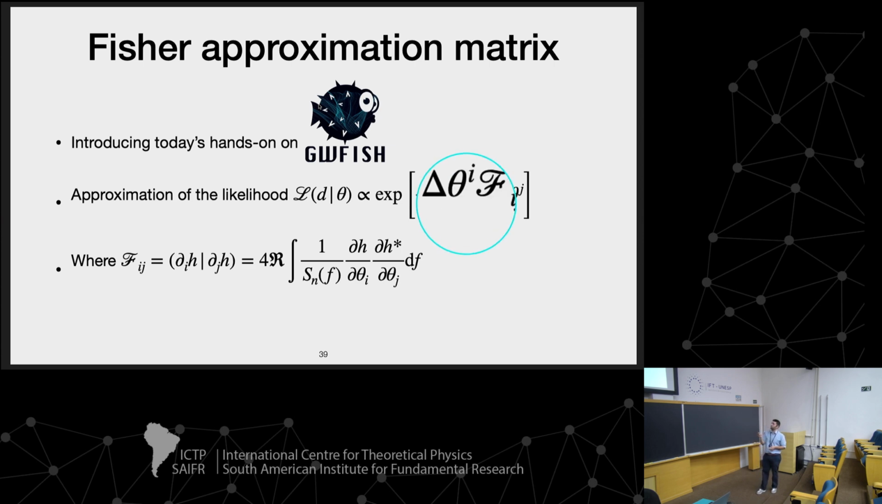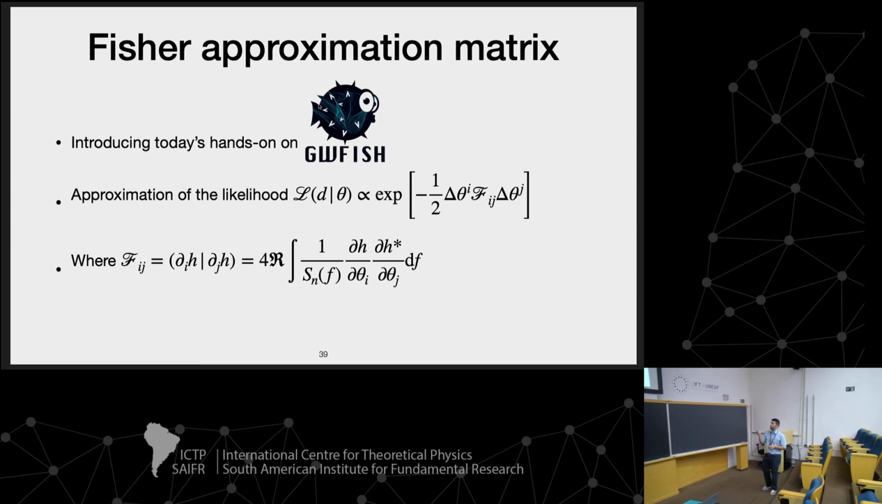If you compare this likelihood to the one that I showed you before, we are approximating the likelihood as a multivariate Gaussian distribution, where the covariance matrix of the multivariate Gaussian distribution is that F matrix, F_ij, called the Fisher information matrix. You probably already have heard about it.